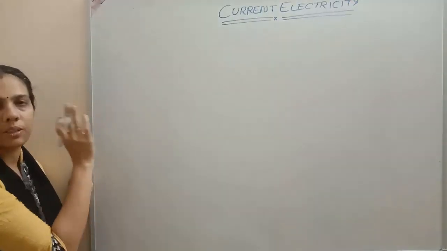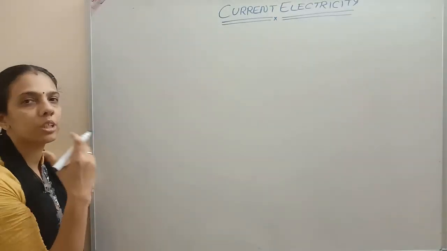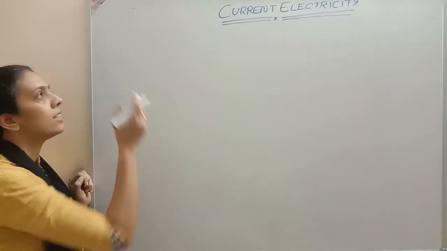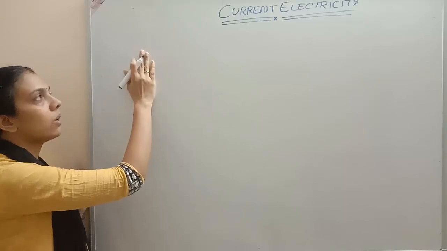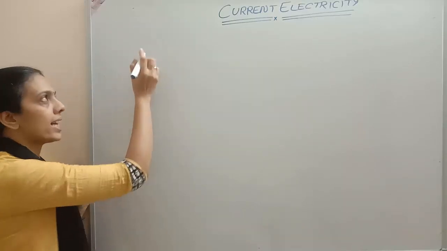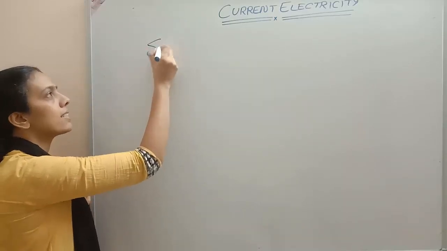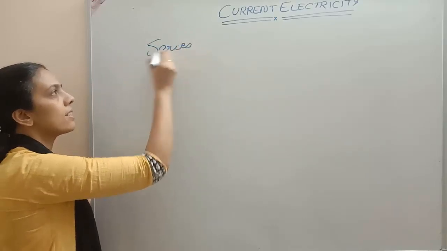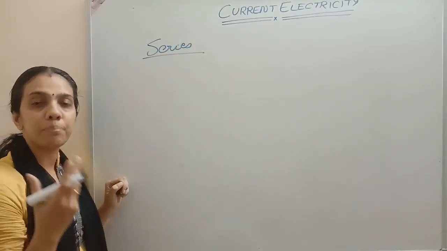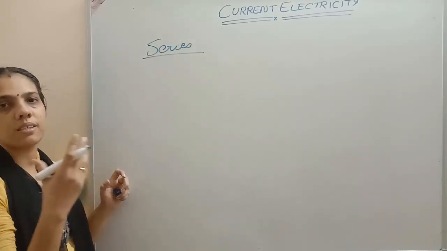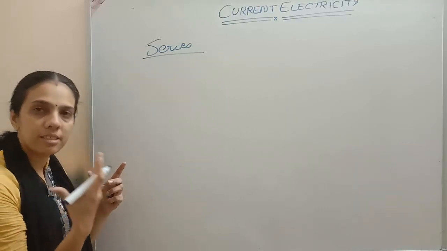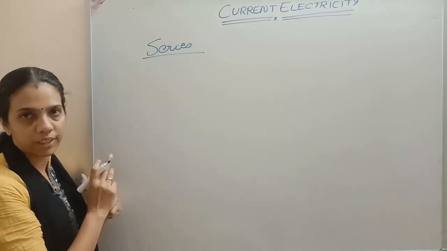So today we are going to study about cells, grouping of cells. Already we learned about the grouping of resistors, right? So here we are going to study about grouping of cells, that is, if cells are connected in series and if they are connected in parallel, how the EMF and resistance will be affected.